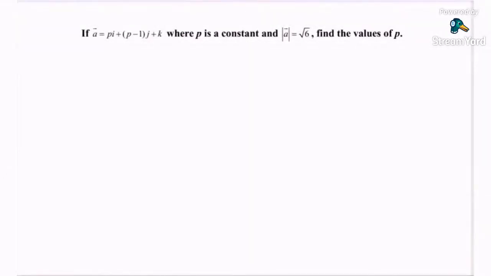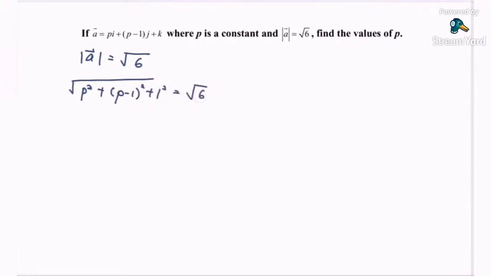If the vector A equals Pi plus bracket P minus 1 bracket j plus k, where P is a constant and the modulus of vector A equals square root of 6, find the value of P. So kindly refer to the formula for the modulus of vector A, which equals square root of 6. So for vector A, we have square root of P squared plus P minus 1 squared plus 1 squared equals square root of 6.